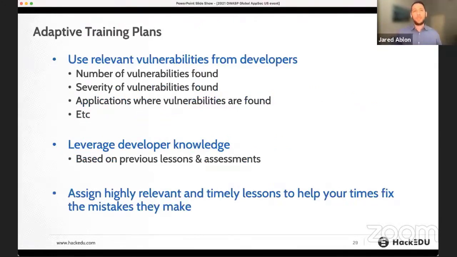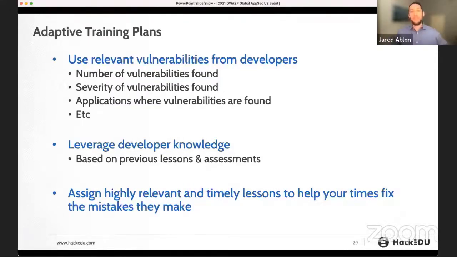This is essentially taking all relevant vulnerabilities from developers, the number of vulnerabilities found, the severity of the vulnerabilities, applications where vulnerabilities are found, taking all of that information, as well as developer knowledge, what lessons have they taken, where are they struggling, what are they having issues with, and then assigning highly relevant and timely lessons based on those to help fix the mistakes that they're making.